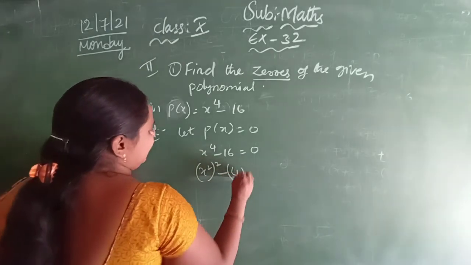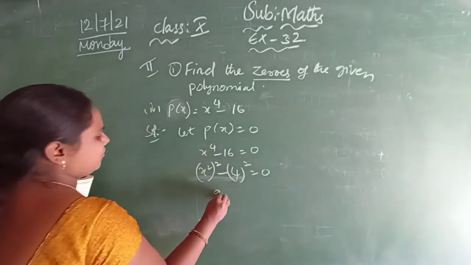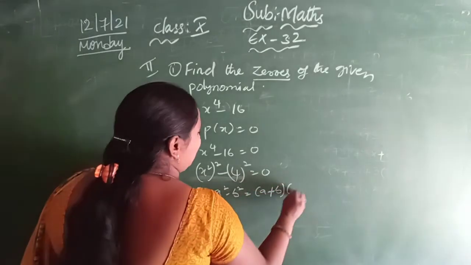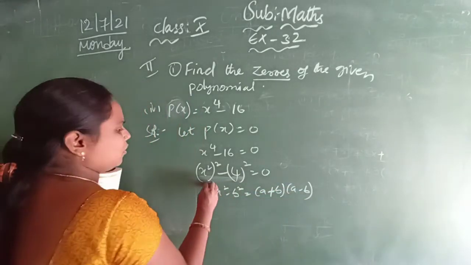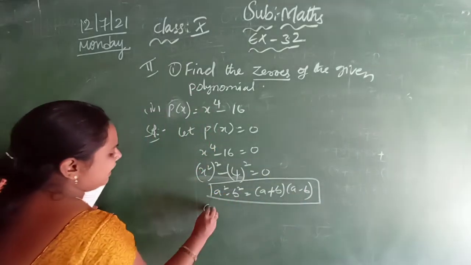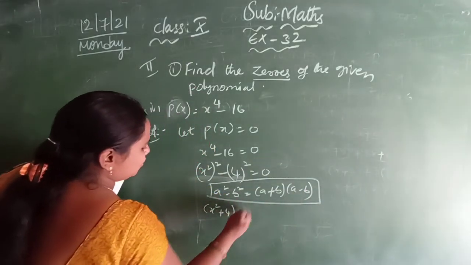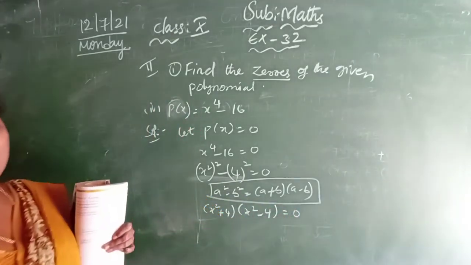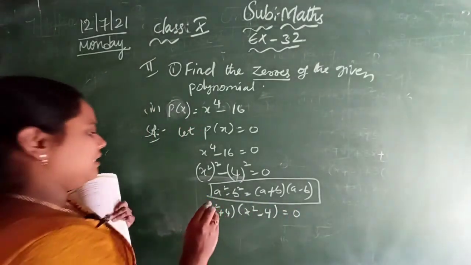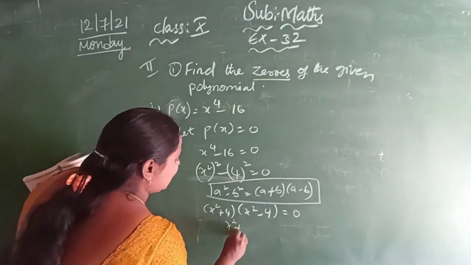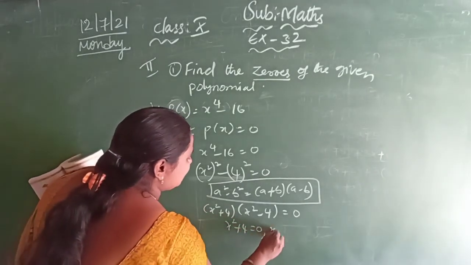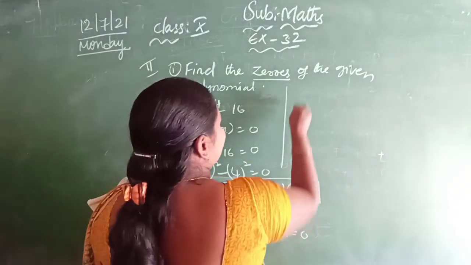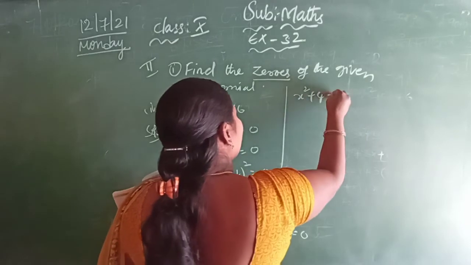16 I can write as 4 square. So it is in the form of a square minus b square, and the formula is a plus b into a minus b. That means x square plus 4 into x square minus 4. So once x square plus 4 equals 0, once x square minus 4 equals 0. Now x square plus 4 equals 0.